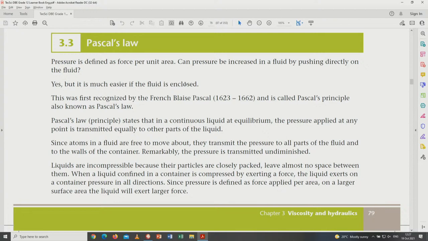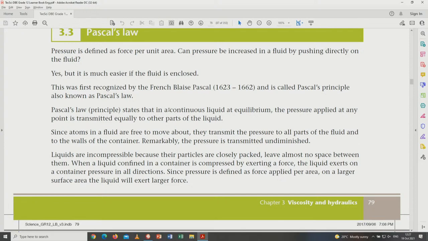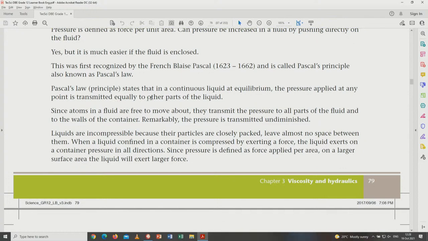So if you have an enclosed fluid, which is what actually the principle of a hydraulic system is, this was first recognized by Pascal, and is called Pascal's principle or Pascal's law. According to Pascal, in a continuous liquid at equilibrium, the pressure applied at any point is transmitted equally to other parts of the liquid. So the pressure is transmitted equally. So please learn Pascal's law and be able to apply it.